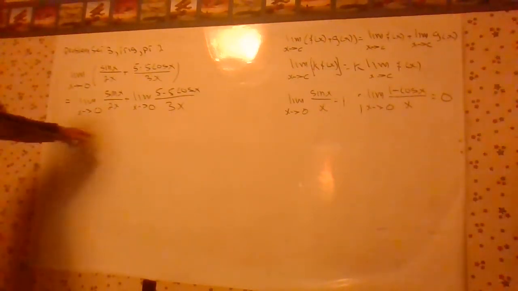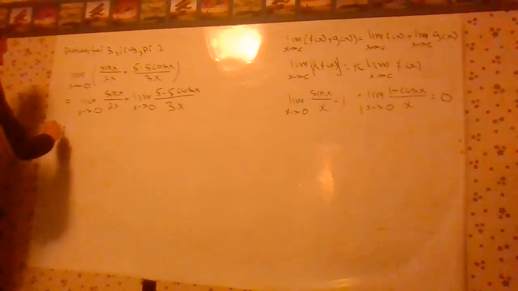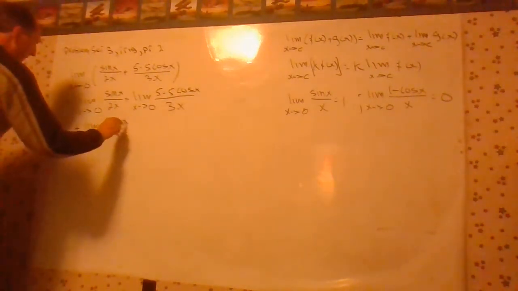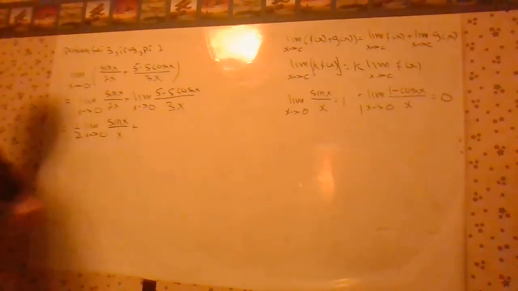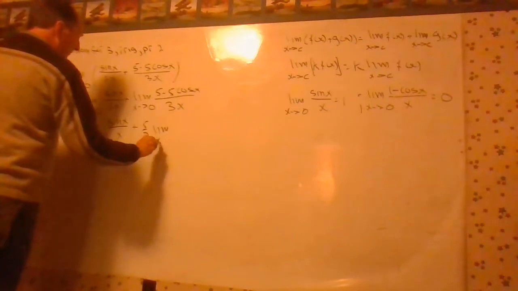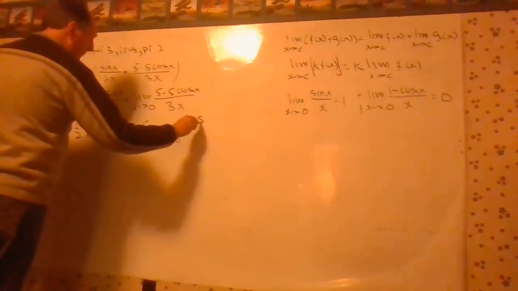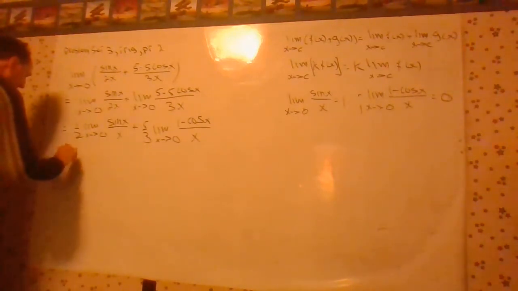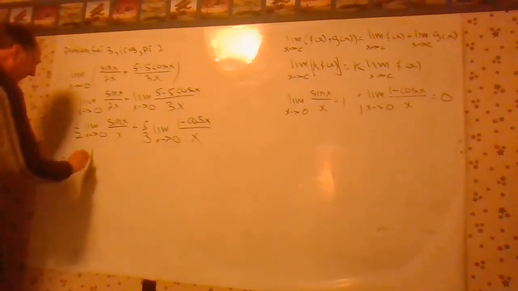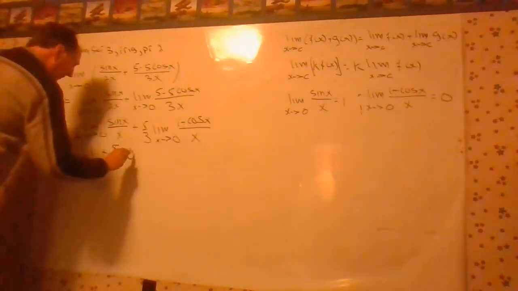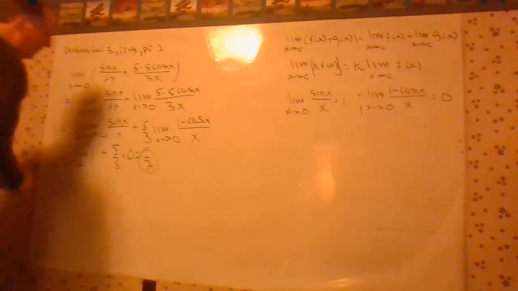We can use our constant multiple rules, and we can write this as 1/2 times the limit as x approaches 0 of sine x over x, plus, you can factor 5 out and then 5/3 out front. So we use the second principle here, applied a couple times, and then we have 1/2 times, that limit is 1, plus 5/3 times, that limit is 0, and the final answer is 1/2.